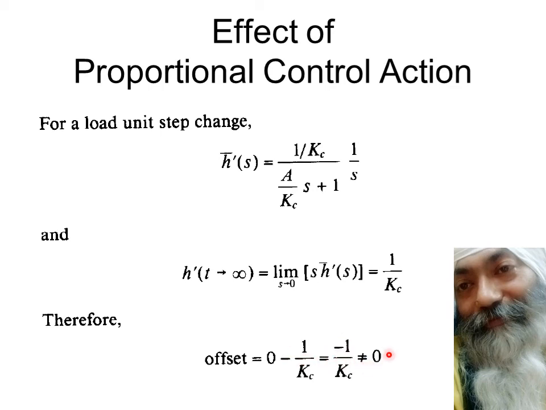And here we see that the system is not able to remove the offset. Even in case of pure capacitive processes, in the regulatory problem, it was able to remove the offset in servo problems, but it is not able to remove the offset in regulatory problems. This is the point which you need to commit to memory. So this thing is not equal to 0.